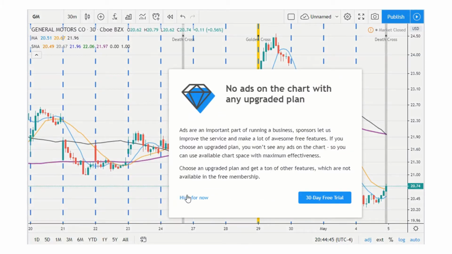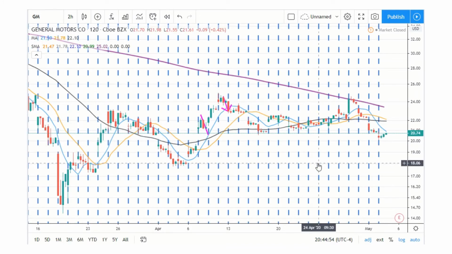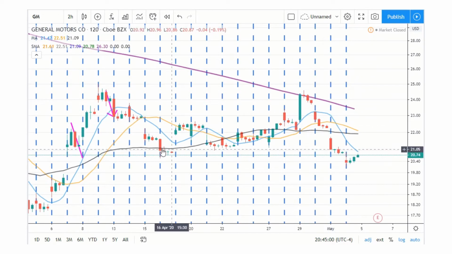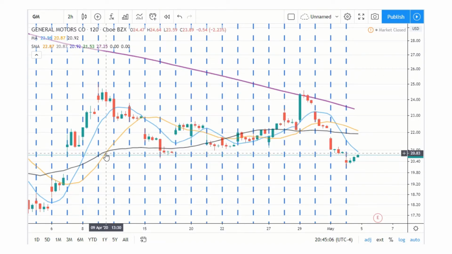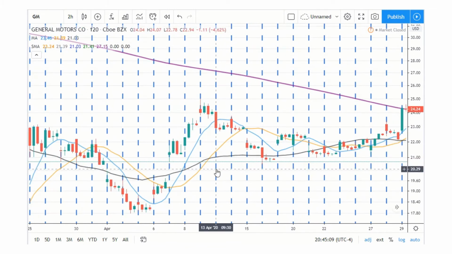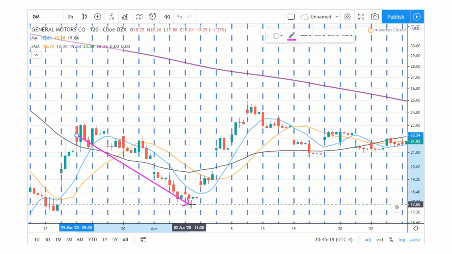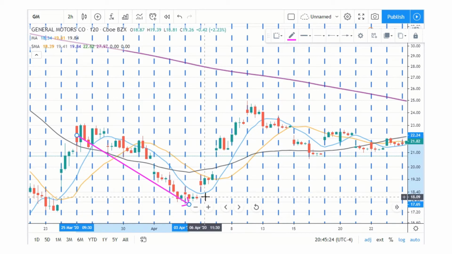First, let's look at General Motors (GM), and let's look at the 2-hour time frame first. Okay, let me enlarge this so you could get better detail. All right, so over here, let me erase these drawings I had on the chart before. Okay, so over here we have March 26th, the stock was going down. Then on April 6th, it reversed, went up for a while.